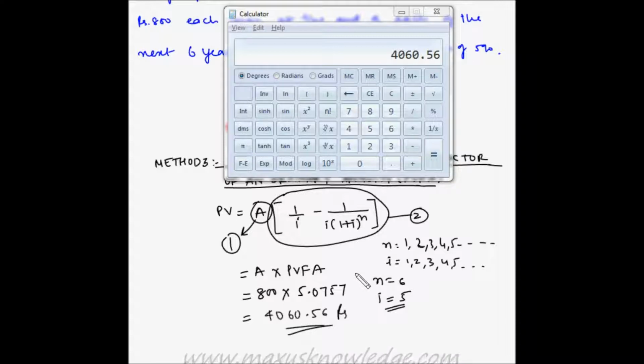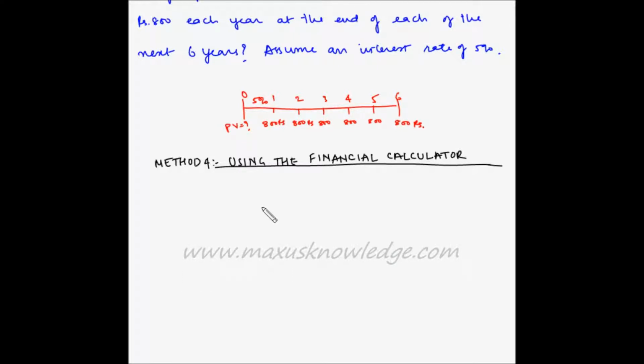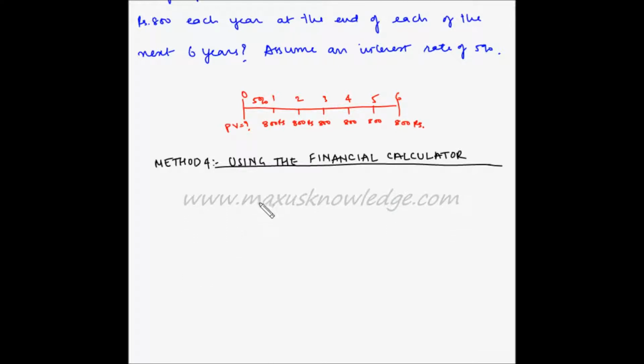Now let's look at the fourth method, which is to use a financial calculator. Now the third method that we saw comes in very handy in practical use when we have to find out compound interest for multiple values of I, N, and A, especially for people who have to find out the present value of an annuity on a regular basis. The third method comes in very handy. The fourth method, which is to use the financial calculator, is also a very quick method.